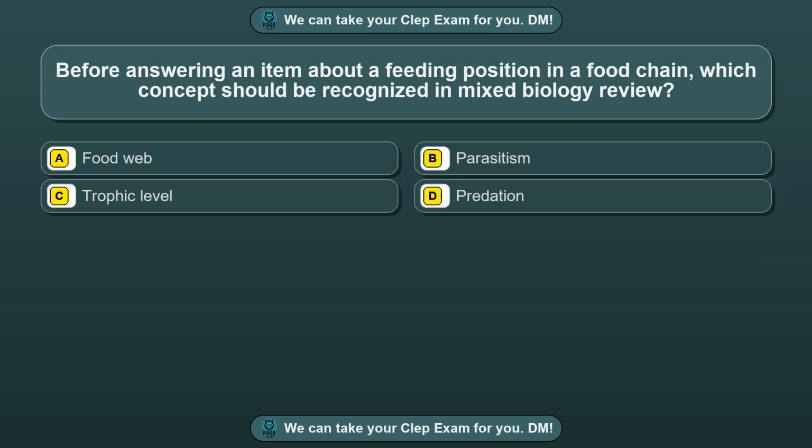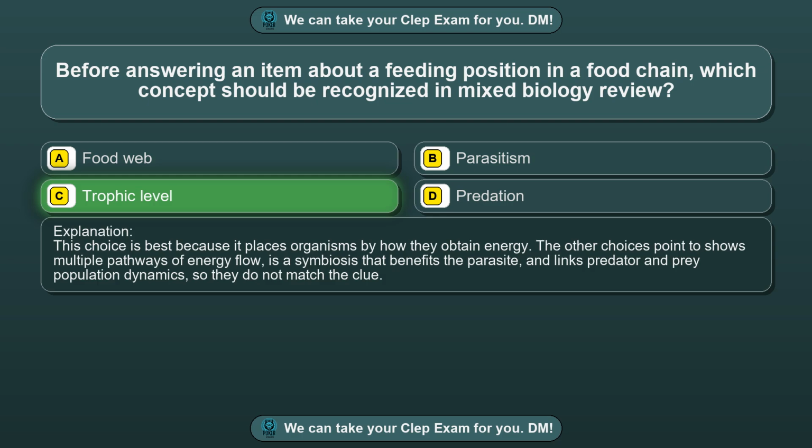Question 45. Before answering an item about a feeding position in a food chain, which concept should be recognized in mixed biology review? Option A, food web. Option B, parasitism. Option C, trophic level. Option D, predation. The correct answer is option C, trophic level. This choice is best because it places organisms by how they obtain energy. The other choices point to shows multiple pathways of energy flow, is a symbiosis that benefits the parasite, and links predator and prey population dynamics, so they do not match the clue.